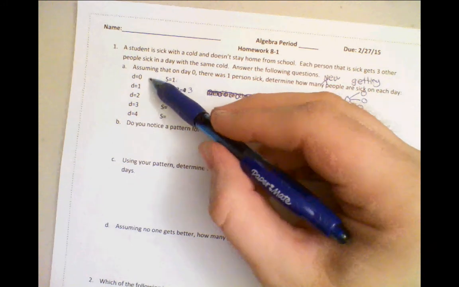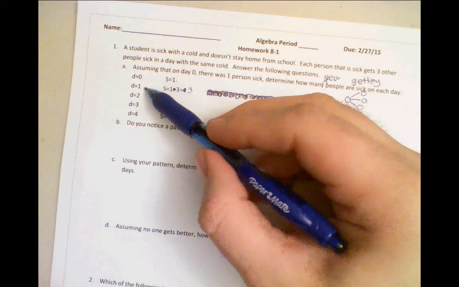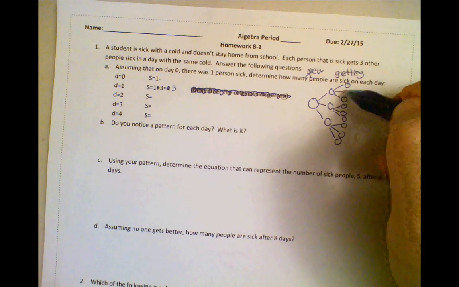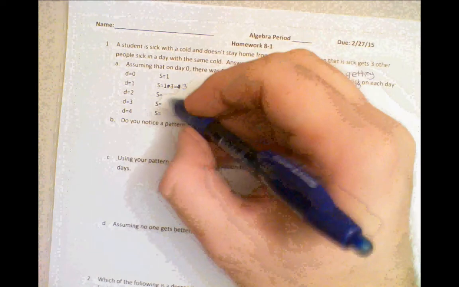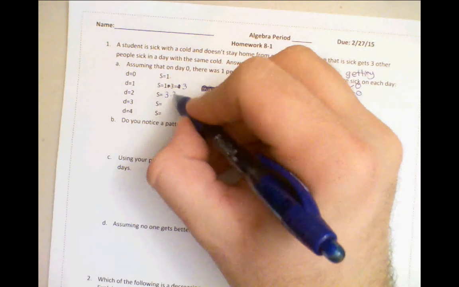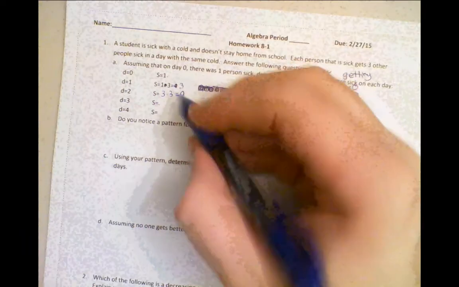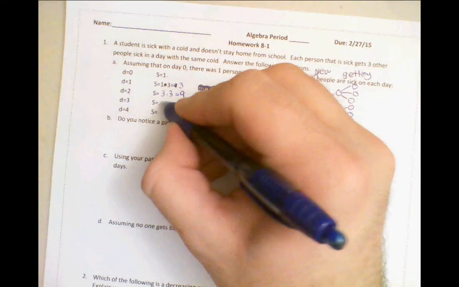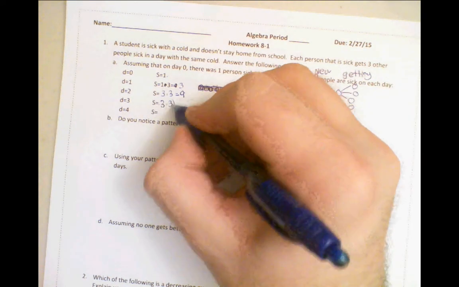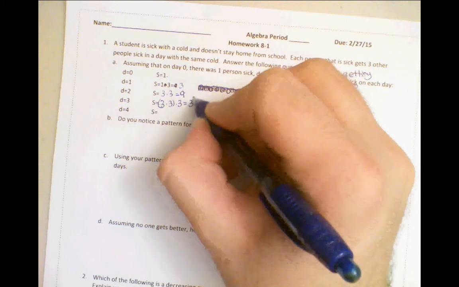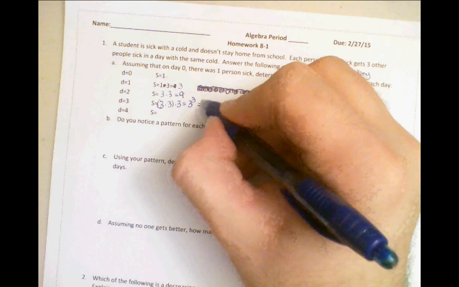Now, modeling the situation, we started with one person on day 0. On the first day, we got 3 people sick, which I indicated right here. Now, each one of those 3 people got 3 people sick, so we do 3 times 3, which gives us 9 people sick. If you take a look at the next one, we have day 3. You have to take 9, which is 3 times 3, the original, and multiply that by 3. So this is really 3 to the 3rd power, which is equal to 27 people getting sick.